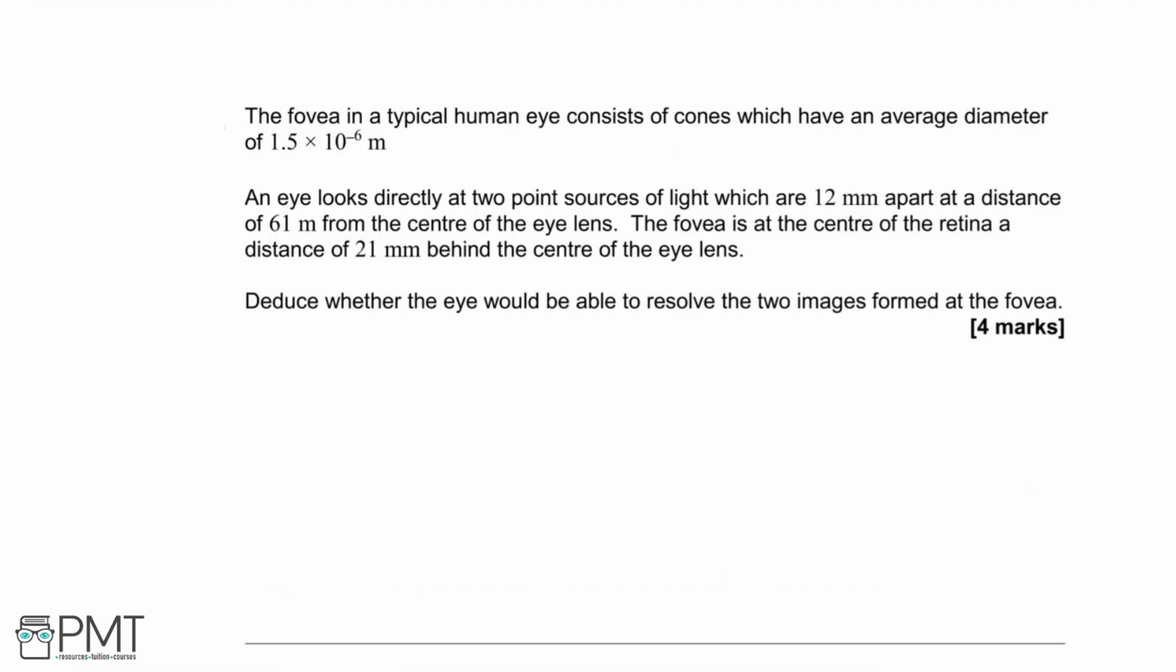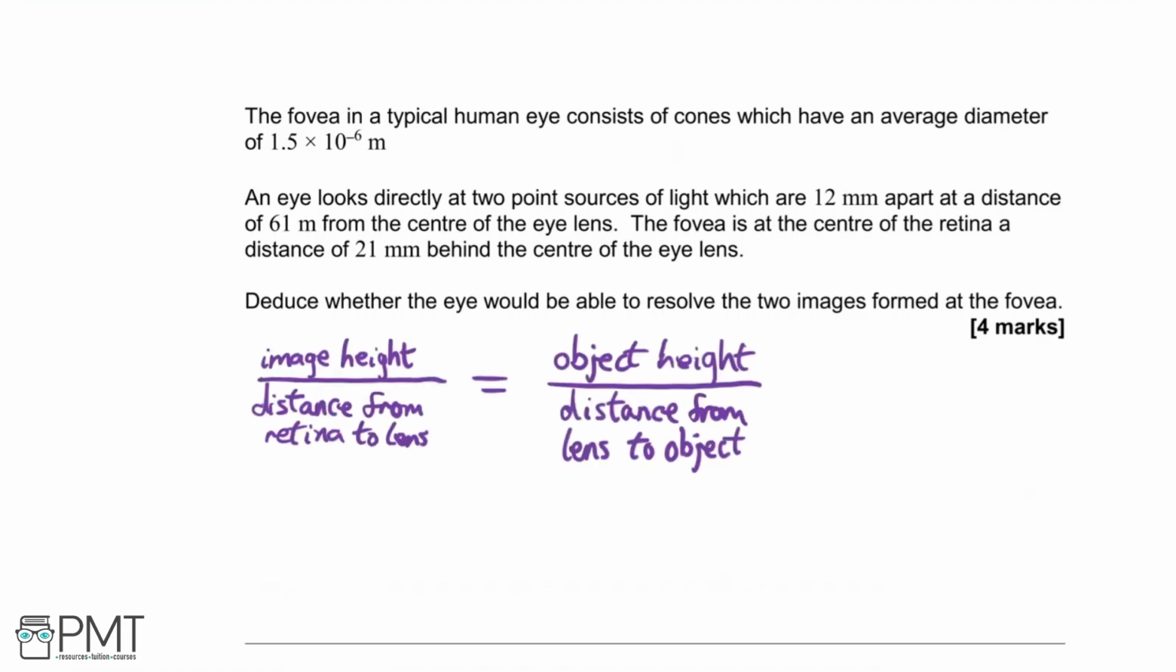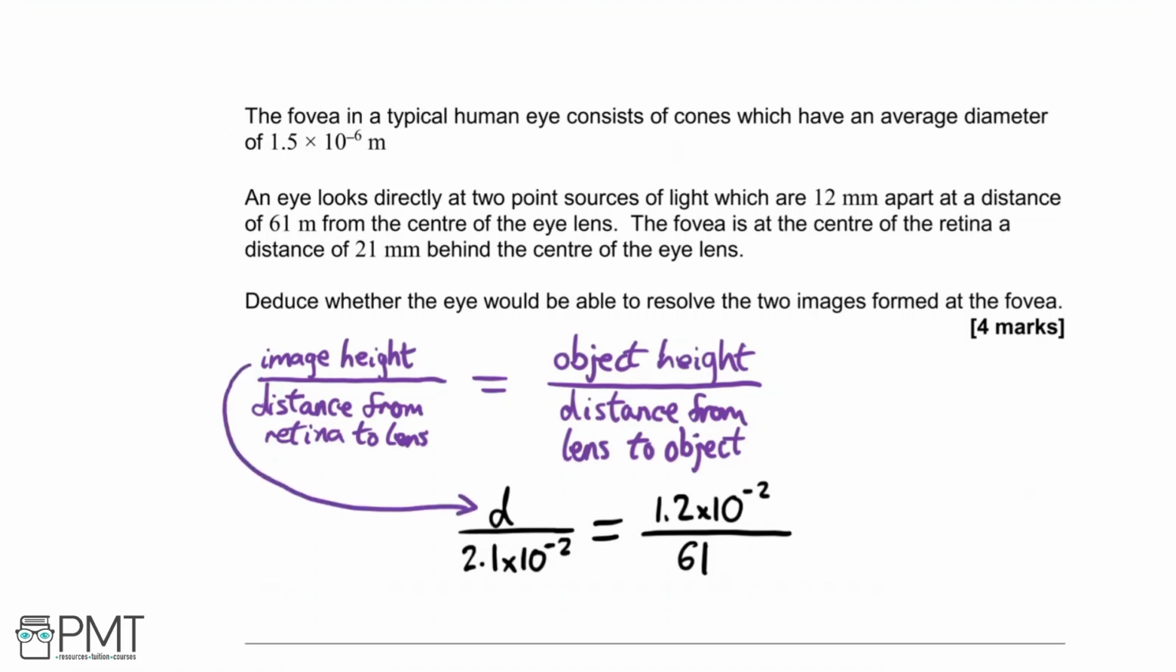So the first thing that we want to do is compare the object height, which is effectively the distance apart of the 2 point sources of light, with the image height. Now the ratio of these object and image heights will be the same as the ratio of the distances outside and inside the eye. So let me just write this as an equation. So now we just need to substitute in our values, making sure that all distances are in meters, and this value of d here is the image height, or the separation of the two ends of the image on the retina. So let's rearrange to make d the subject.